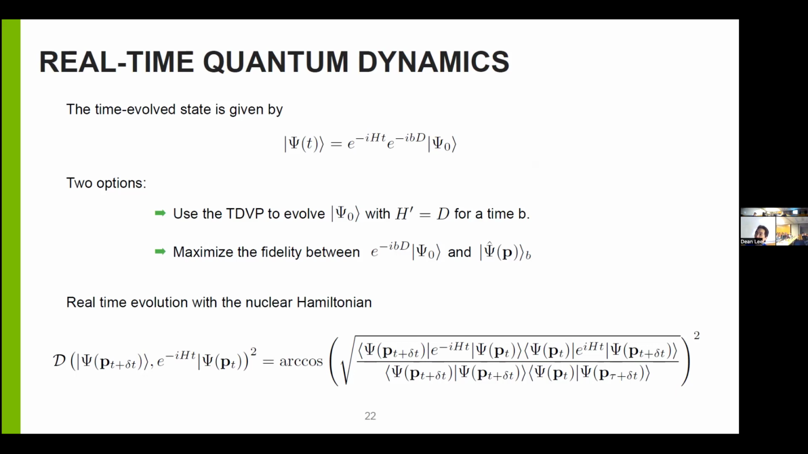And then we will carry out the real-time evolution with the nuclear Hamiltonian by again maximizing the quantum fidelity between psi p and the unitary evolution operator applied to psi p delta p. And we can do this either by actually maximizing this, or we can use a second order approximation of this quantity, which is again identical to what we use for doing imaginary time evolution, but in real time. So these are the prospects.